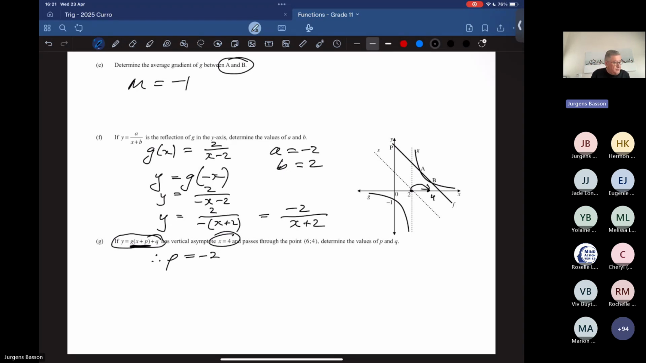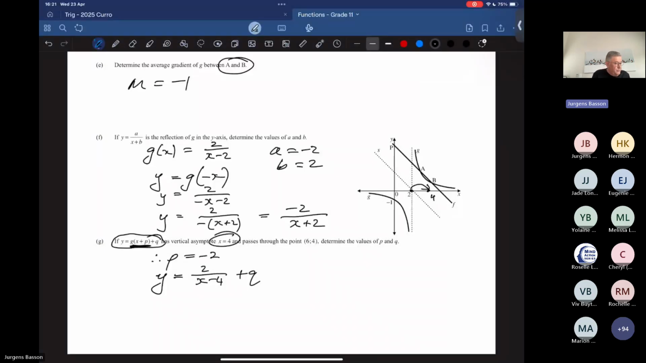So that means we know what p is. So we can now go and say that y is equal to 2 over, that comes from the g graph, x minus 4 plus the q. So you agree I didn't change the 2 because this graph only moved left and right and up and down. So the a value didn't change. So that is 2. I changed the p value from x minus 2 to x minus 4. And now we must find q.